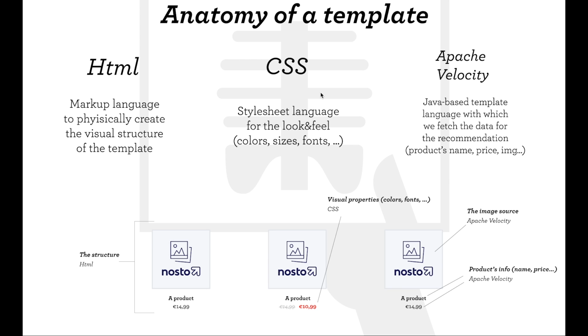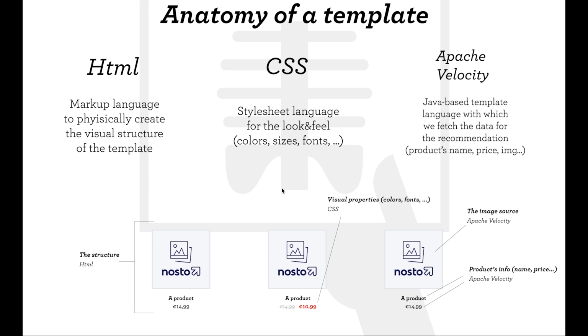Last but not least, Apache Velocity is what really does the trick. Because with this Java-based template language, we fetch and retrieve the data for the recommendation slot, and we use this data to fill the recommendation slot. So we fetch the product names, the product prices, whether or not our product is discounted, where the image source URLs are, and so on.